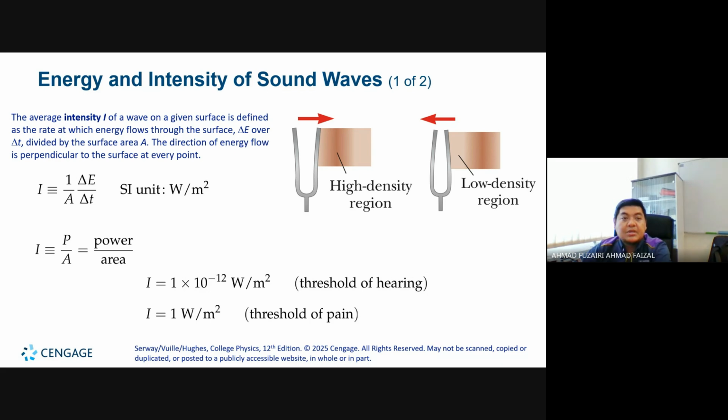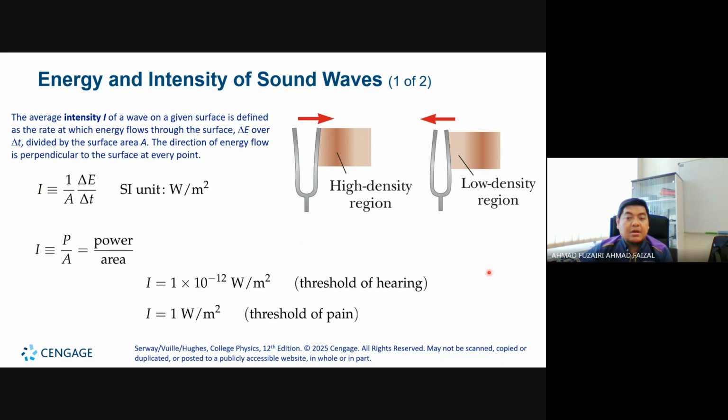You can see here the average intensity of the wave. The average intensity of a wave on a given surface is defined as the rate at which energy flows through the surface, delta E over delta T, divided by the surface area. The direction of the energy flow is perpendicular to the surface at every point.